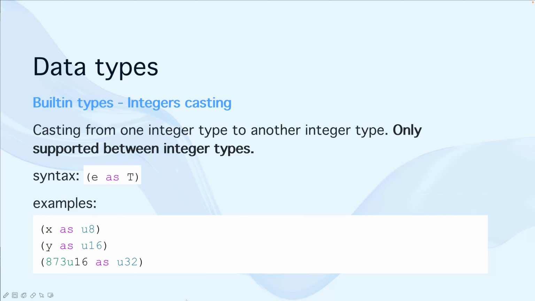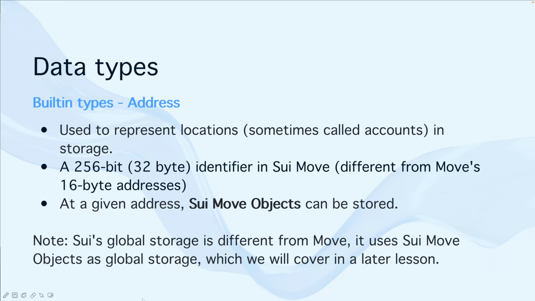Address is a built-in type in Move that is used to represent locations in global storage. An address value is 256 bits, which is also a 32-byte identifier in Sui Move, which is pretty different from that in Move. At a given address, Sui Move objects can be stored, but note that Sui global storage is different from Move. It uses Sui Move objects as global storage, which we will cover in a later session.